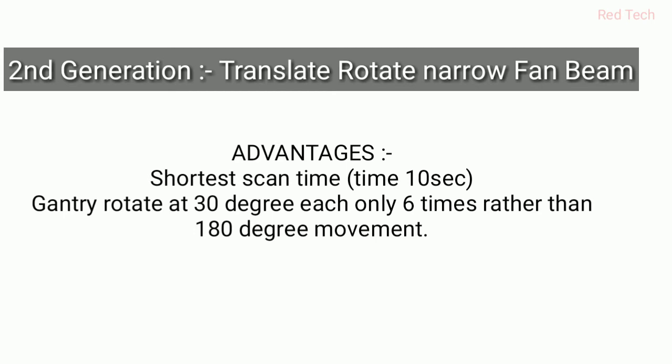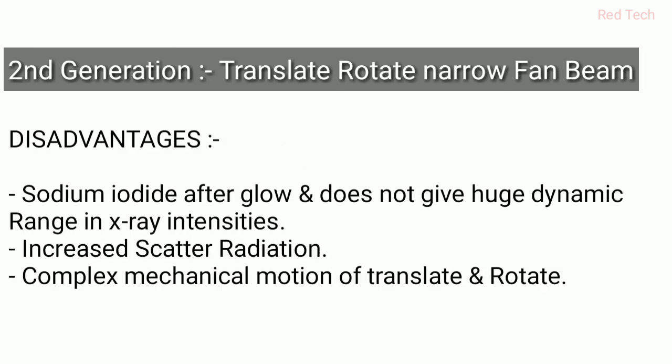This is basically the difference between first generation and second generation. Because of using a high number of detectors, this system was added by, or you can say a modification in the first generation is this, that it can rotate only 30 degrees because of having a fan beam also.